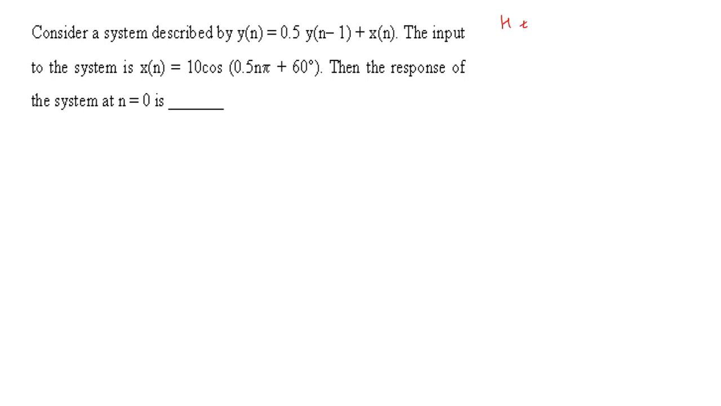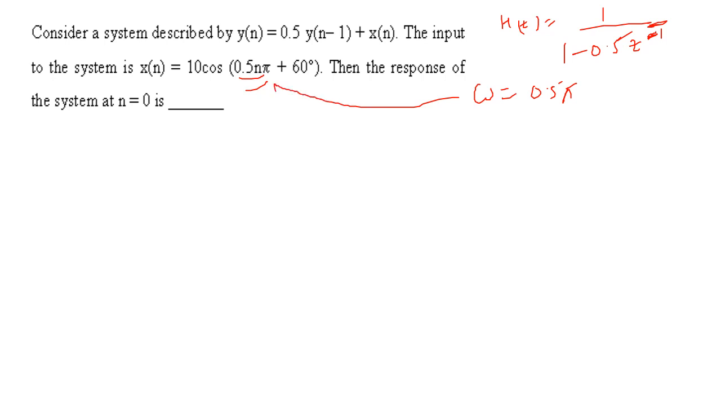Our H(z) is 1 over 1 minus 0.5 z inverse. Once we have this, we will see at what frequency we need the response. That frequency is defined by the frequency of the input signal, and the input signal frequency omega is 0.5 pi. You can see it from here. It is 0.5 pi.